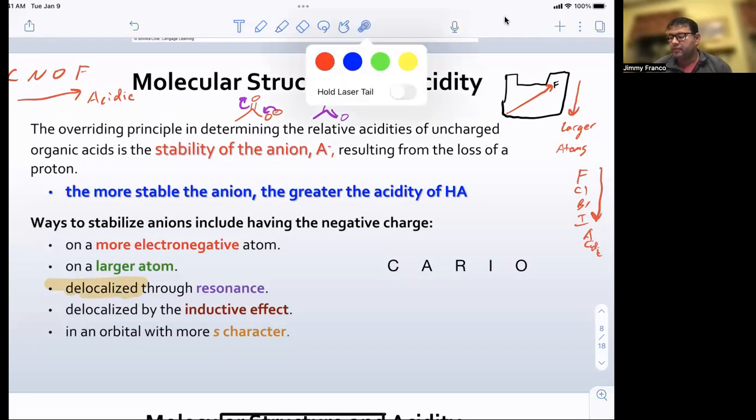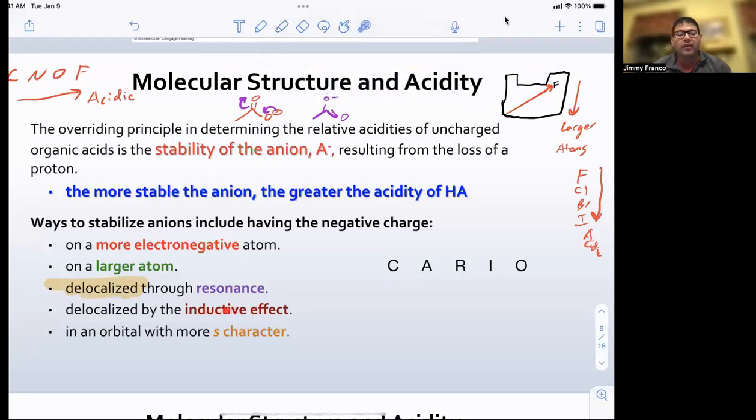Inductive effect is when you have electronegative atoms near a negative charge, right? You're not physically moving it, but if you have electronegative atoms near it, it's going to help start pulling that cloud away. So resonance is much stronger, but inductive helps. And then the last one is our orbitals. The more s character, the more acidic you are.